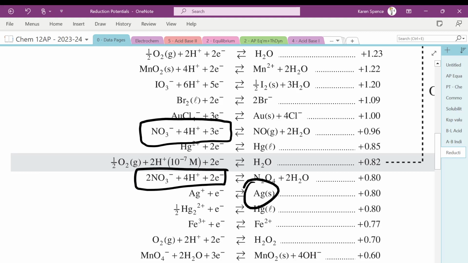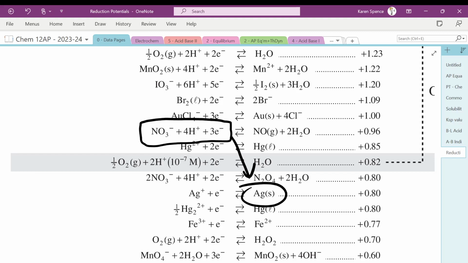Whenever you have a choice between 2 reactions, choose whichever one has the higher potential. Not that it really matters in this case, because either of those would react with silver. So I'm going to choose this one because it's a more thermodynamically favorable reaction because the hill is steeper. Does that make sense? Steeper hill, more thermodynamically favorable. That will be the reaction that happens preferentially.